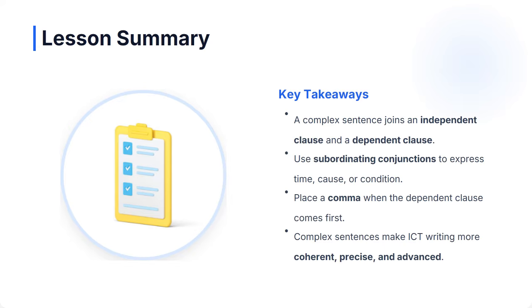Let's summarize our lesson. In this lesson, we have seen that a complex sentence joins two clauses. One is independent and the other one is dependent and starts with a subordinating conjunction that can be used to express cause, time, or condition. Place a comma if you start your complex sentence with a dependent clause, and remember that complex sentences make ICT writing more coherent, precise, and advanced.